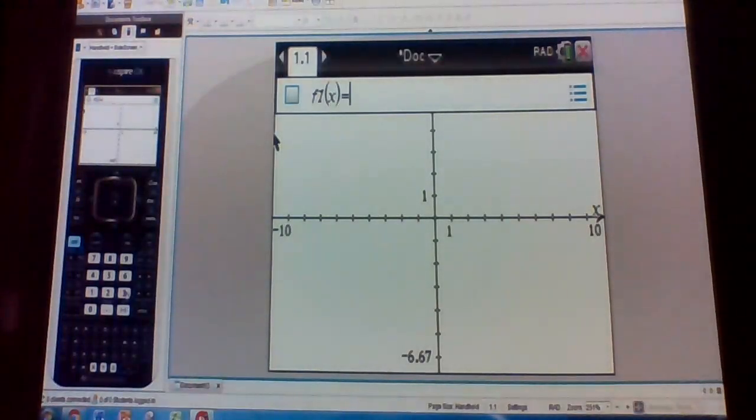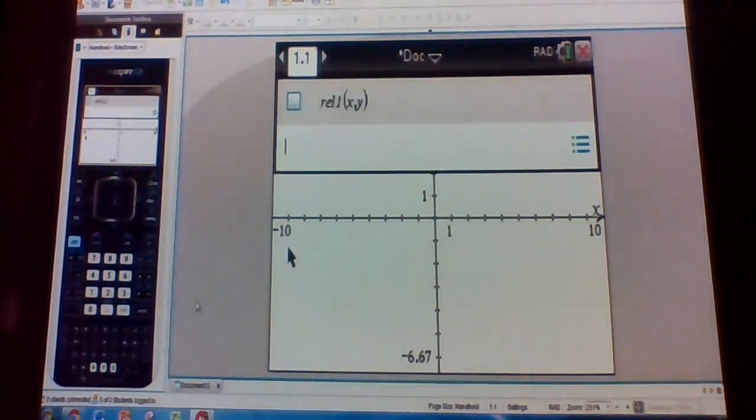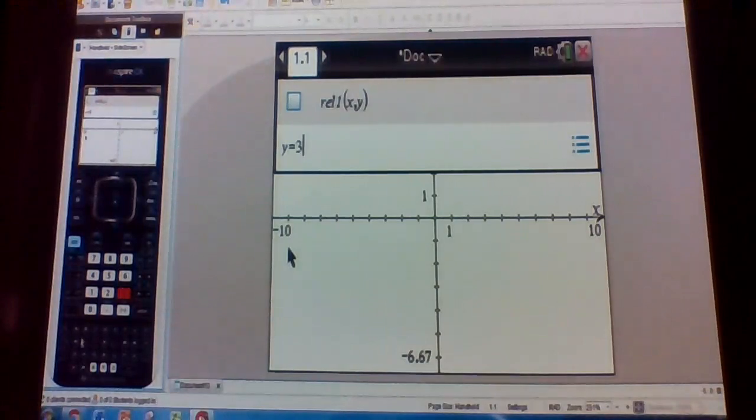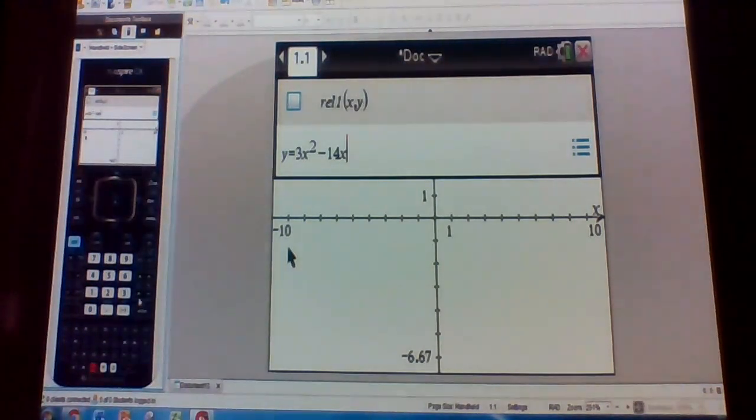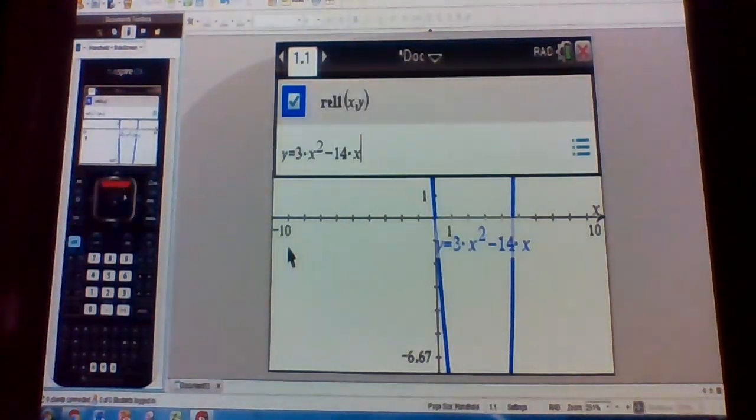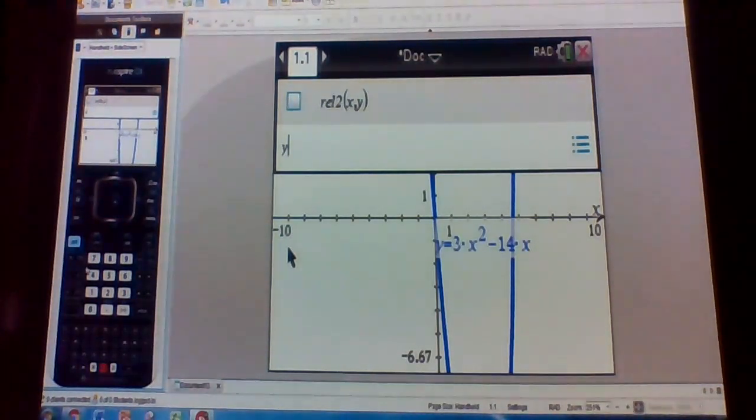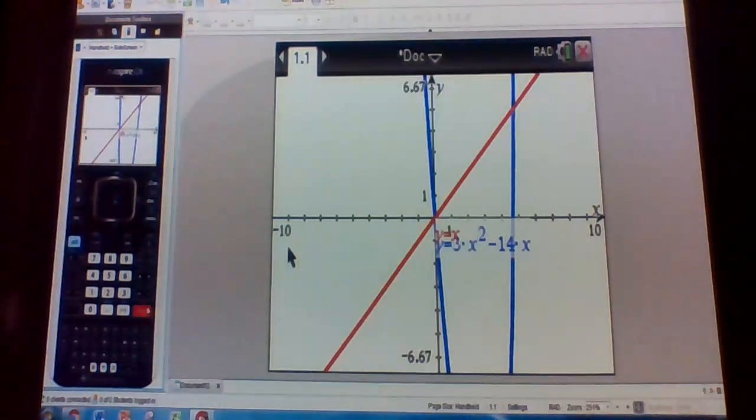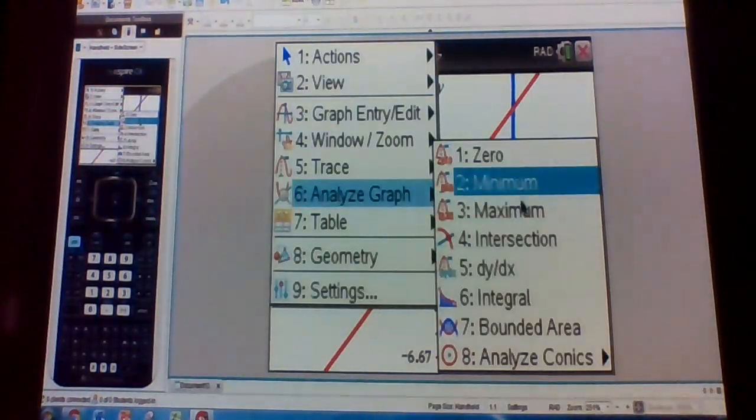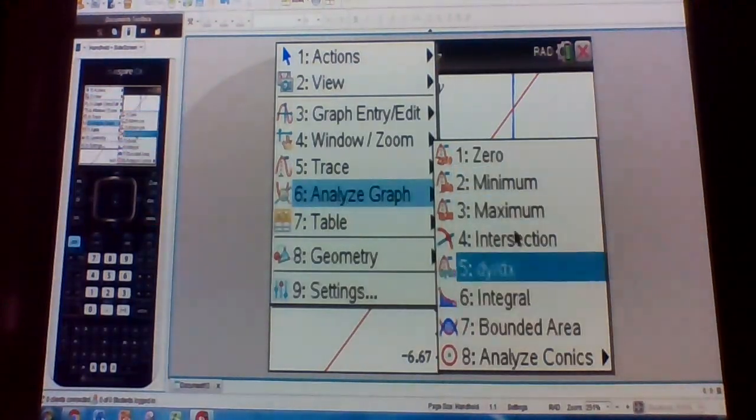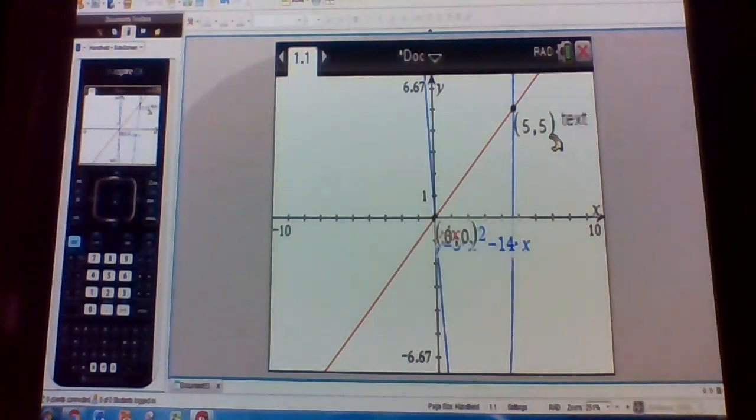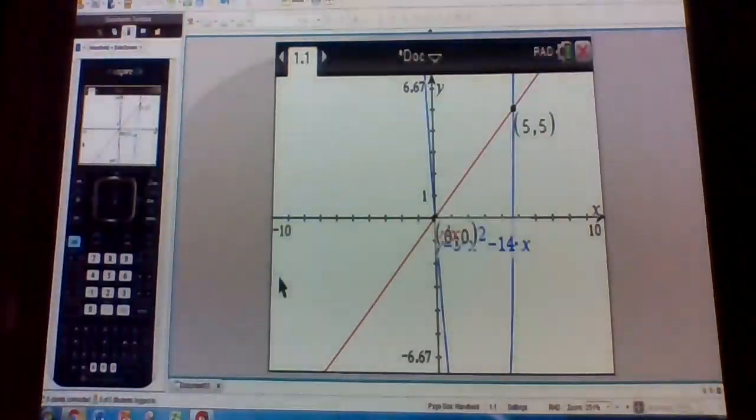3x squared. We can just delete this to get a relation if we want. Y equals 3x squared minus 14x. Okay, and then tab up. Oh, you don't want to go up. Y equals x is our next one, or f of x equals. Okay, menu, analyze graph. We're looking for an intersection. (0, 0) is the one they told us about. We want to find the other one, so menu, analyze graph, intersection. Click before, click after. (5, 5), right there. So, what's the value of A? The value of A would be 5.